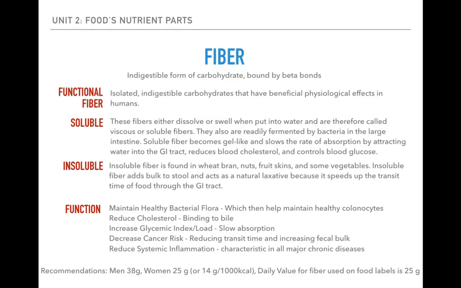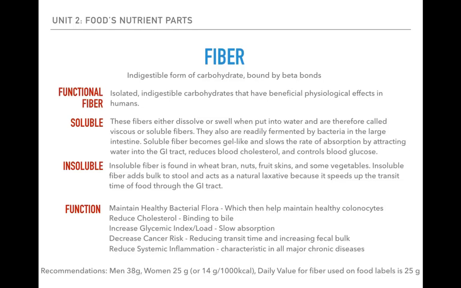Now, fiber can also decrease the glycemic index and load, and this does so by slowing the absorption, as we talked about before. It acts as almost a lattice network over our enterocytes down the small intestine and reduces the rate of absorption of glucose, and therefore you're not going to have that same insulin spike.